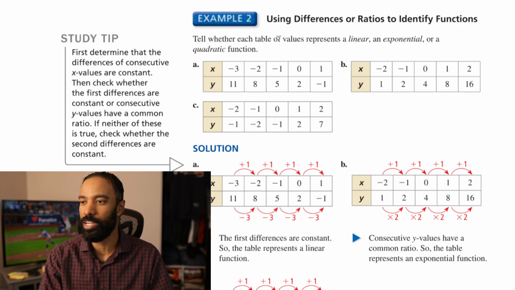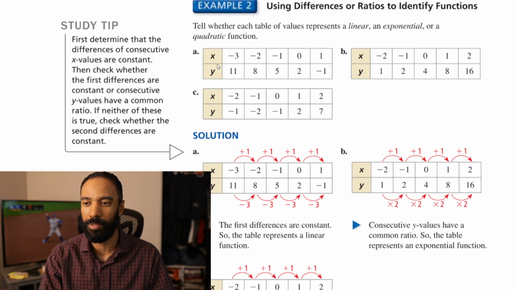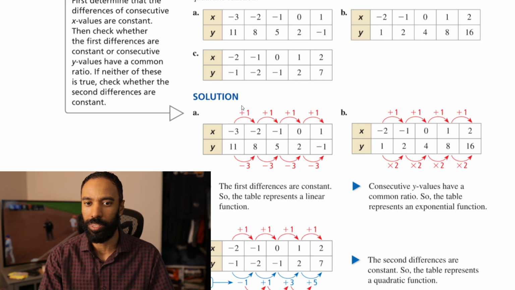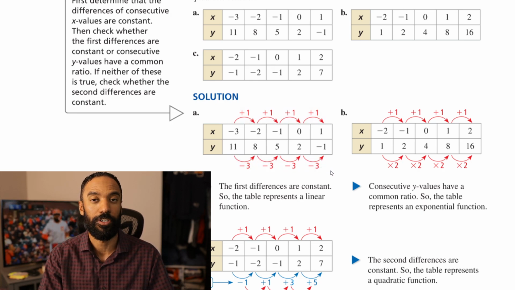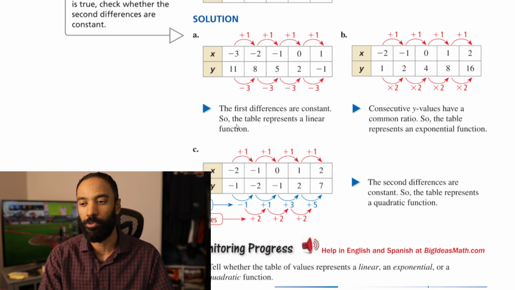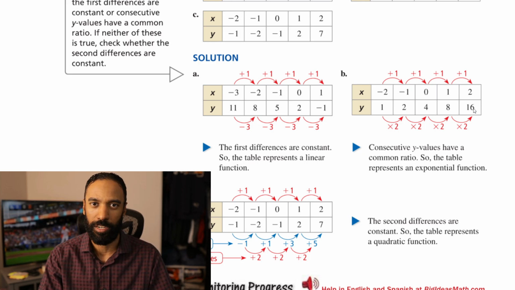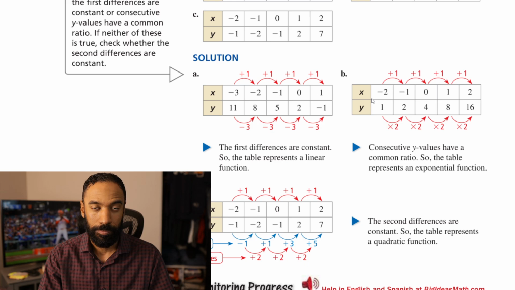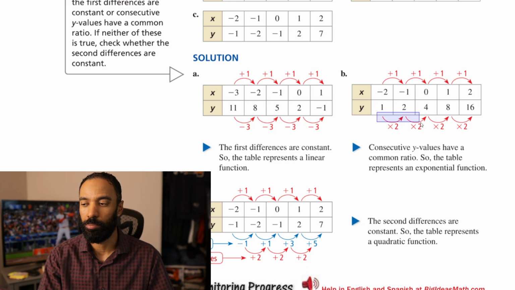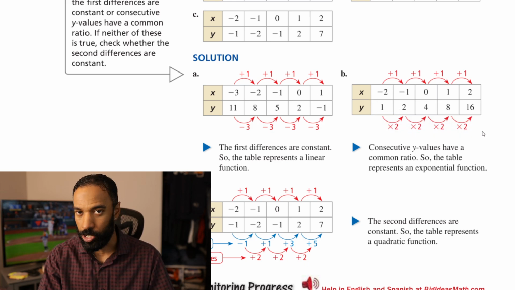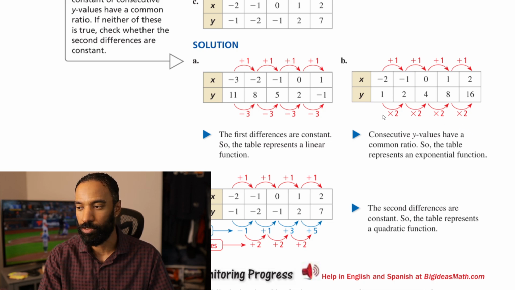Tell whether each table of values represents linear, exponential, or quadratic. In the first one, part A, they show the visual here, you see as x increases by a constant consecutive amount of 1 each time, the y's are decreasing by 3 each time. Those are first differences of -3. Therefore, that would be a linear function with first differences of -3. On part B, you can see that you add 1, and then you add 2, and then you add 4, and then you add 8. Not a constant common difference, but you will determine that you are multiplying by 2 there, which is a common ratio. A common ratio would be represented in an exponential function.